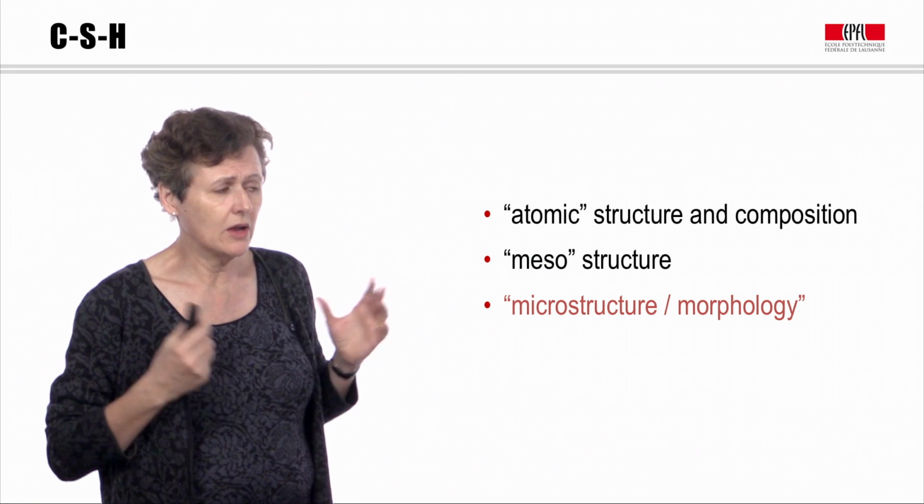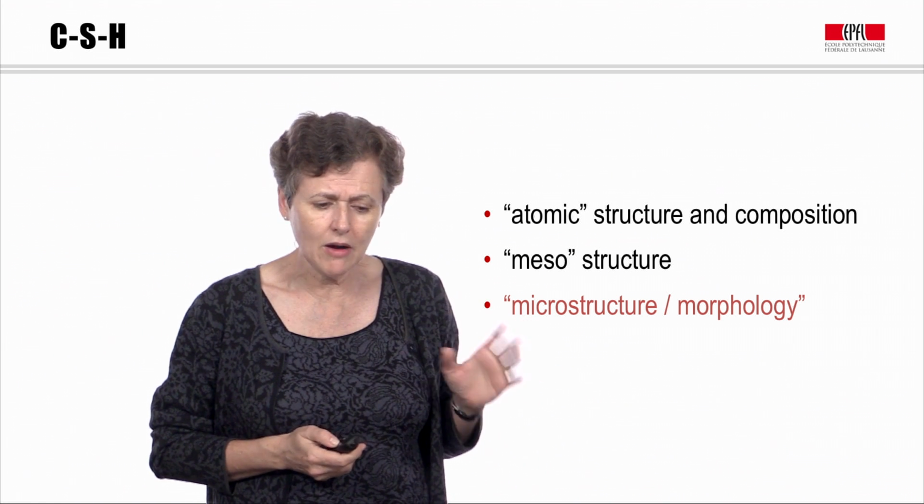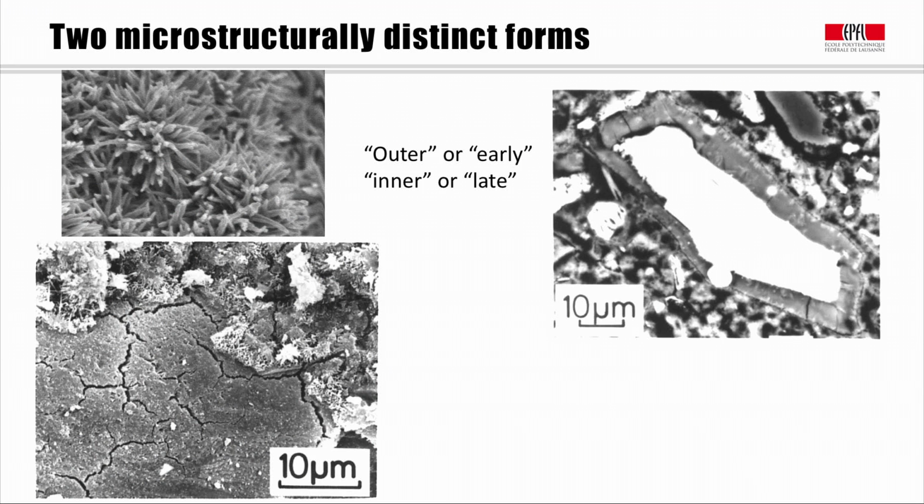So finally, in this short video, we're going to look at the microstructure. Here we now, I think, have a very clear picture, and it really shows us that we have two microstructurally distinct forms of CSH. This picture at the top on the left is what is often shown. This is this kind of needle-like sea urchin morphology, and this is the kind of CSH that forms early on in the hydration process. It's the kind of CSH that nucleates on the surface of the cement grains, and that's why we call this CSH outer product or early CSH.